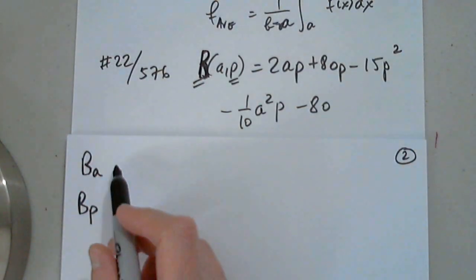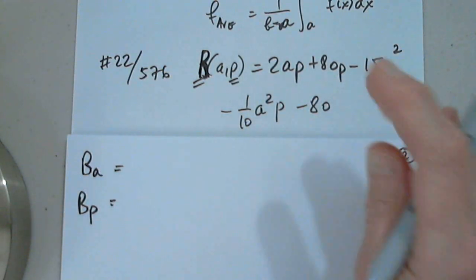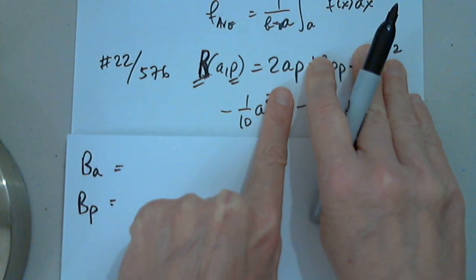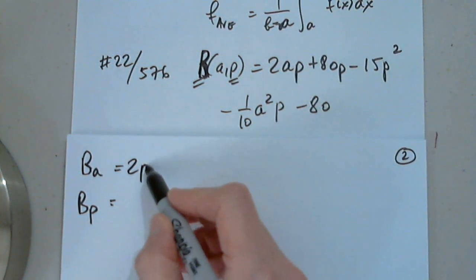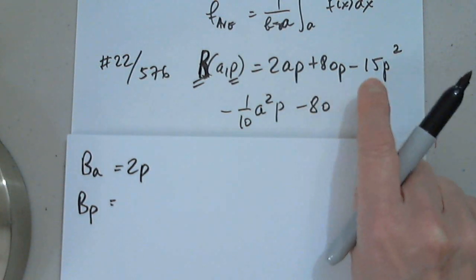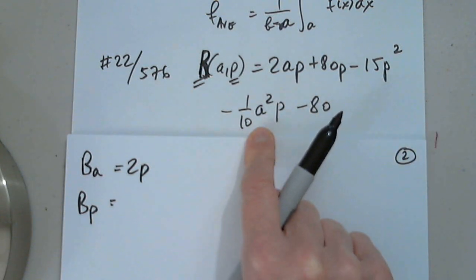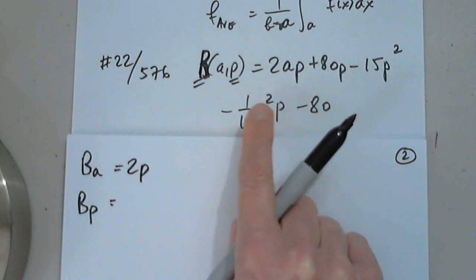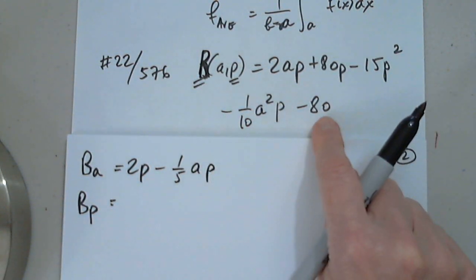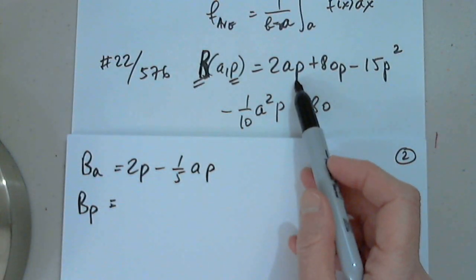Okay, perfect. So we are differentiating this function with respect to A. First term. It's 2P. Second term. 0. Because we are differentiating with respect to A. What about the third one? 0. Perfect. We are differentiating with respect to A. Negative 1/5 AP. And this is gone. 0. Perfect. Now with respect to P.